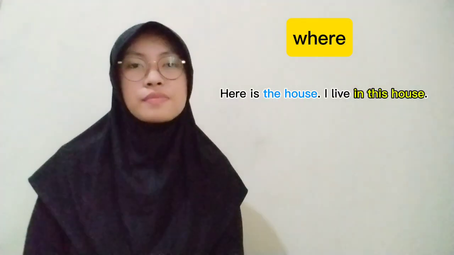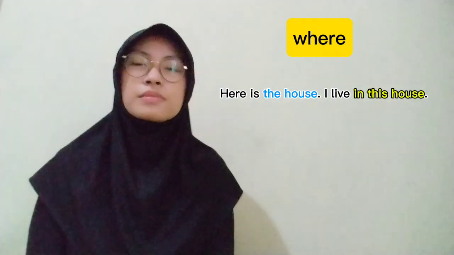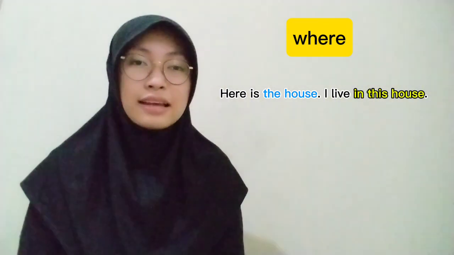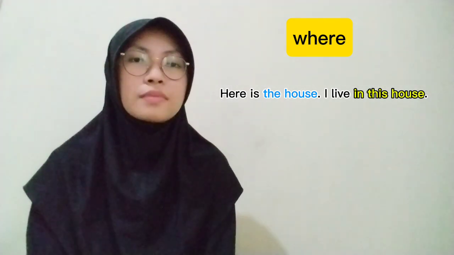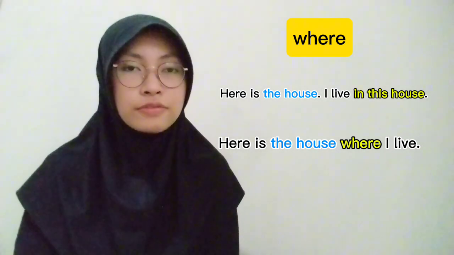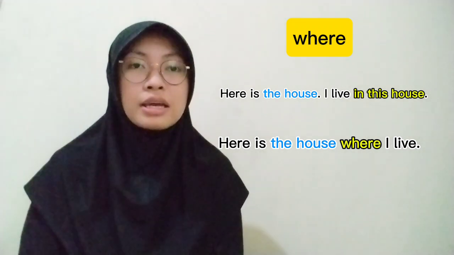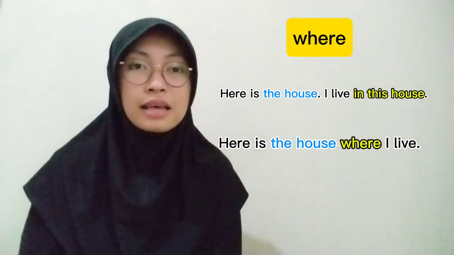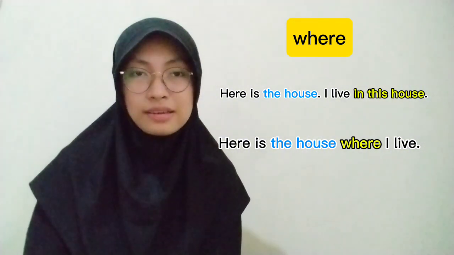Next is the relative adverb where. Look at the sentences. Here is the house. I live in this house. Let's combine these sentences by using the relative adverb where. So they become, here's the house where I live. The relative adverb where is used if it acts as an object and the noun being described relates to place.